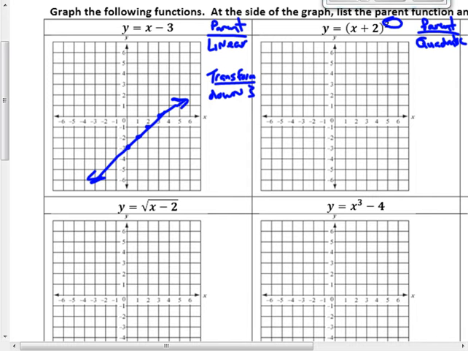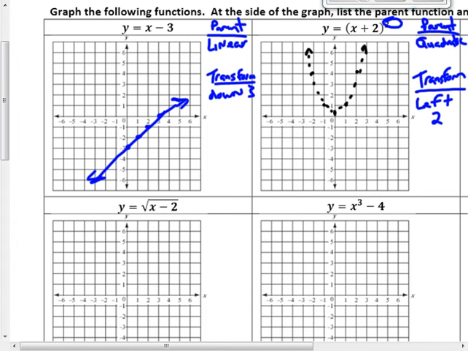This is quadratic. And the normal parent quadratic usually goes like this, there, and there. This is what the normal parent quadratic looks like, a nice U shape. The transformation that I did is I added 2 on the inside of the parentheses. Adding 2 on the inside of the parentheses actually is going to move this left 2.